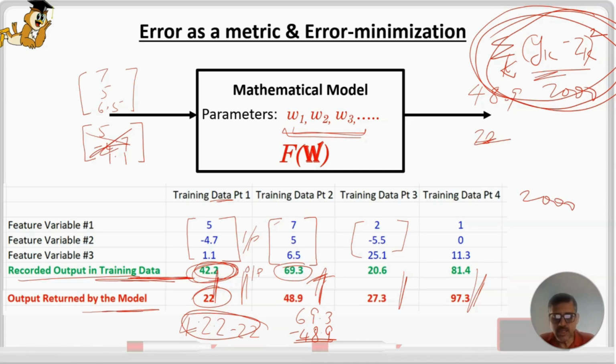Now I have made a mess on this slide, so I want to clean it up. I want to move to the next slide.